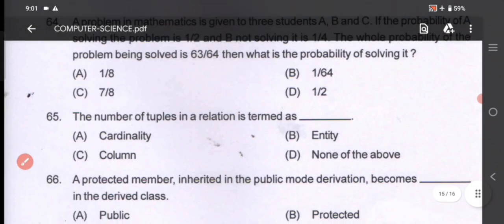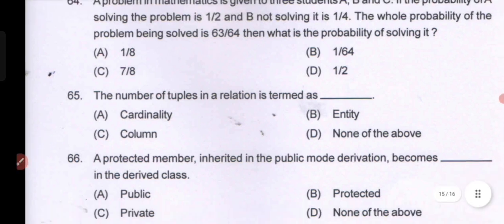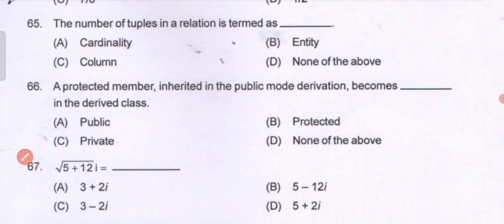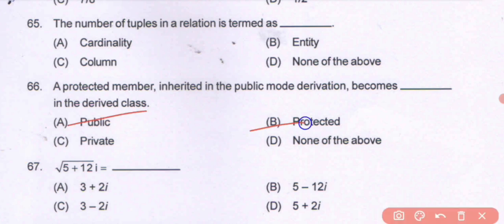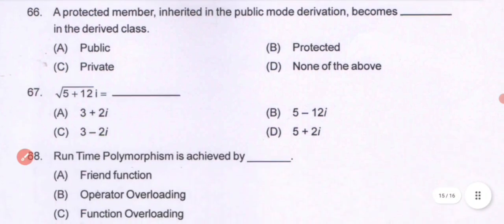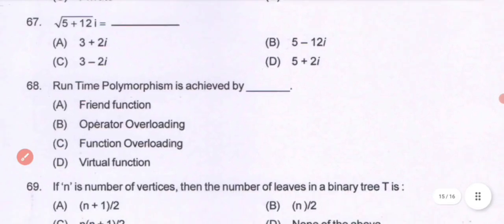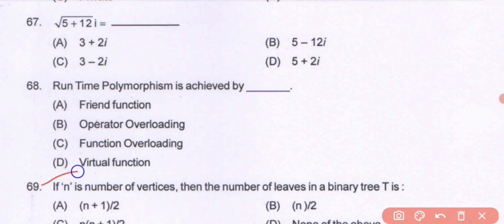Question number 65. The number of tuples in a relation is termed as option A, cardinality. 66. A protected member inherited in the public mode derivation becomes protected. Option B, protected. Question number 67. 5 plus 12i square root is option A. Question number 68. Runtime polymorphism is achieved by option D, virtual function.